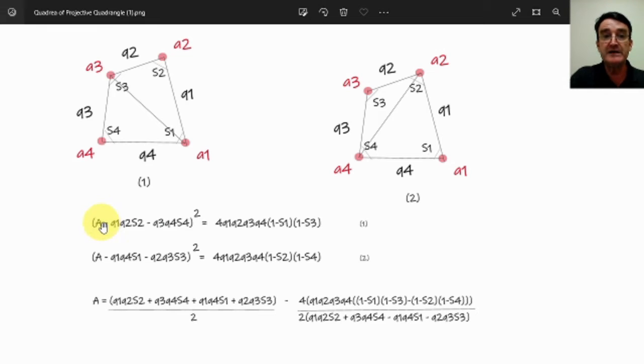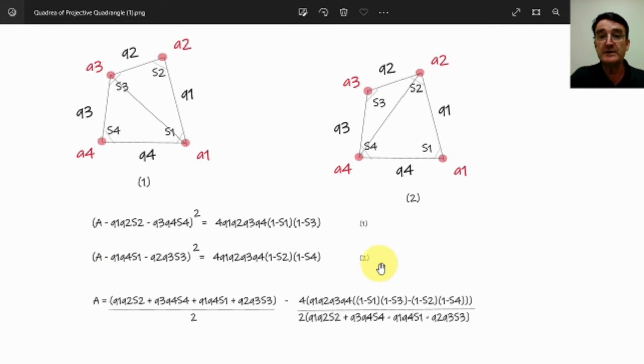So the quadria A of the projective quadrangle is given by a quadratic formula. It's given as (A minus Q1 times Q2 times S2 minus Q3 times Q4 times S4), all of that squared, is equal to 4 times Q1 times Q2 times Q3 times Q4 times (1 minus S1) times (1 minus S3). That's equation 1. It goes with this triangulation.